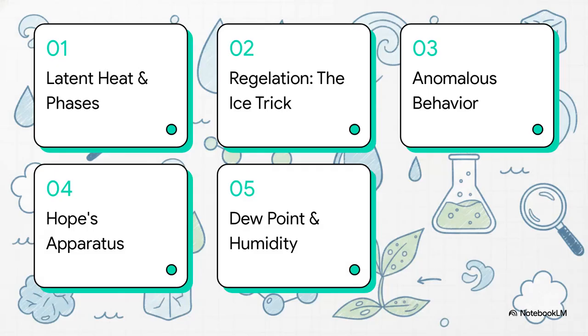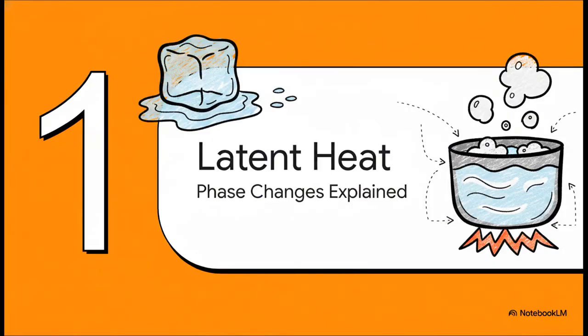Welcome, students. Today in this explainer, we are going to explore the hidden and fascinating behaviors of water. We will look at latent heat, regelation, water's anomalous behavior, Hope's apparatus, and finally, dew point and humidity. Let us move forward at a comfortable, steady pace so we grasp every concept clearly. All right, let us dive right into our first topic.